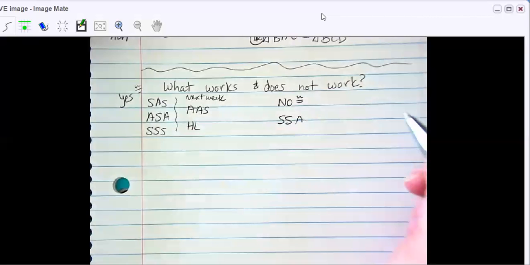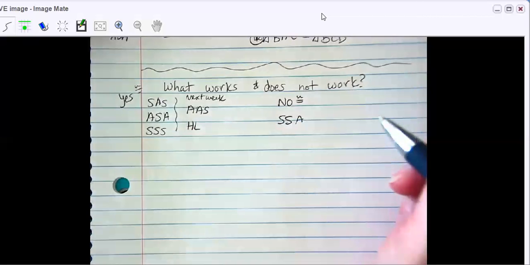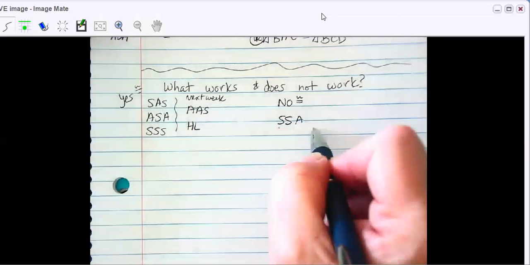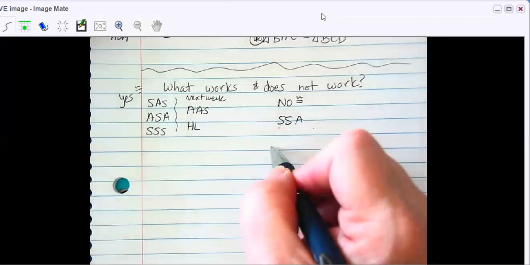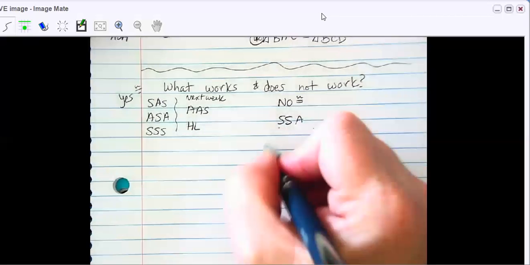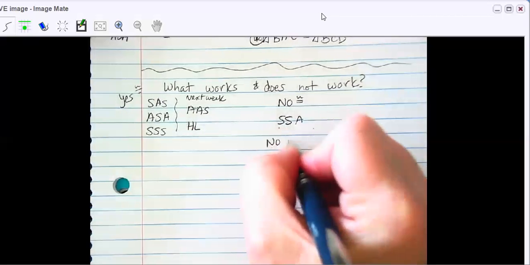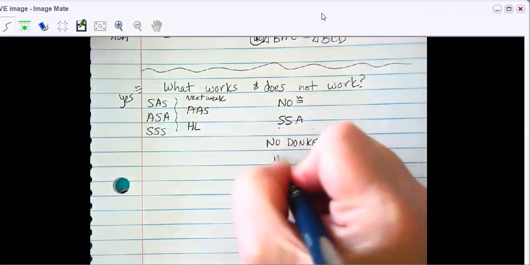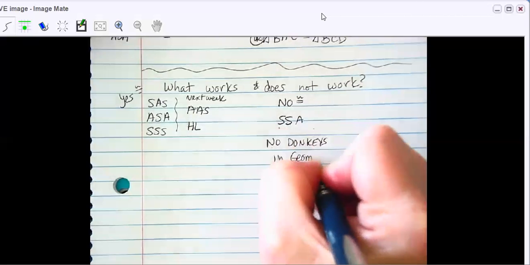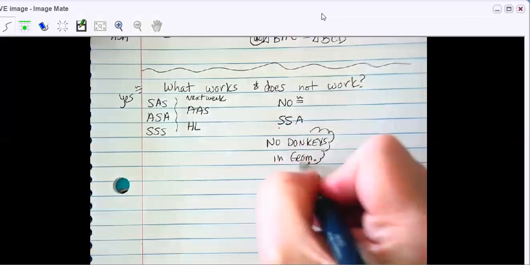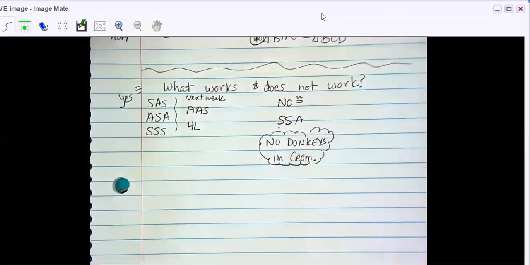There's another one too, but let's look at this one for a minute. This means side, side, angle. And if you spell it backwards, you get a donkey or you're behind. Okay, this does not work. And I usually tell kids, no donkeys in geometry, so that they remember if they come up to an SSA, that it doesn't work. No donkeys in geometry.